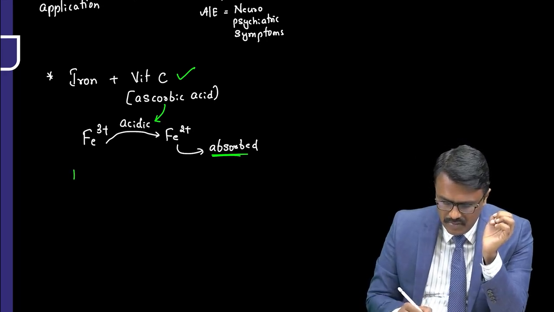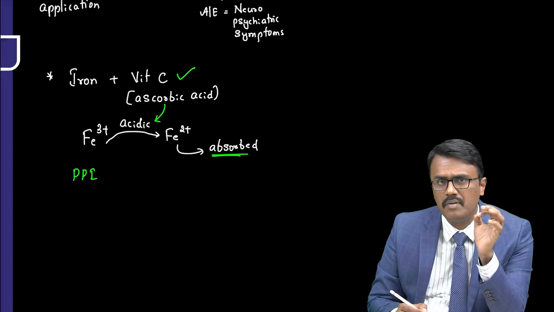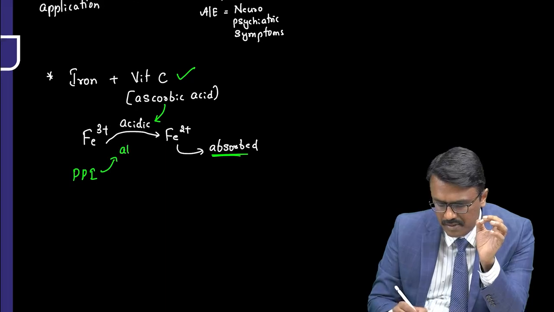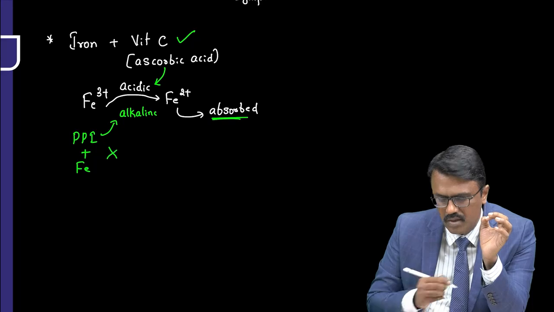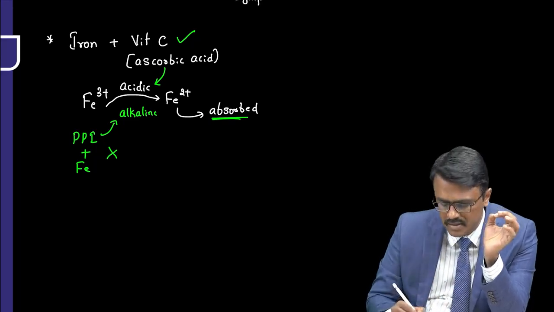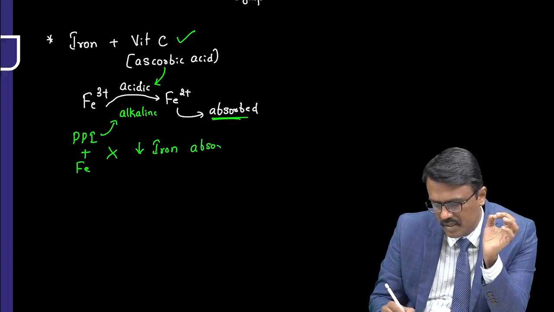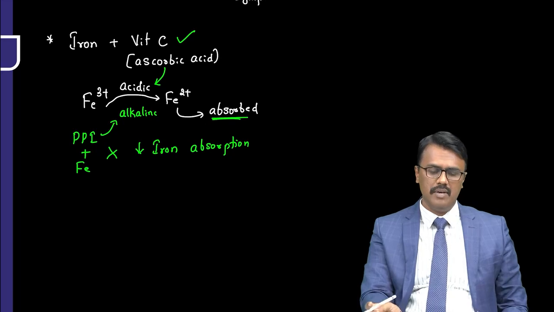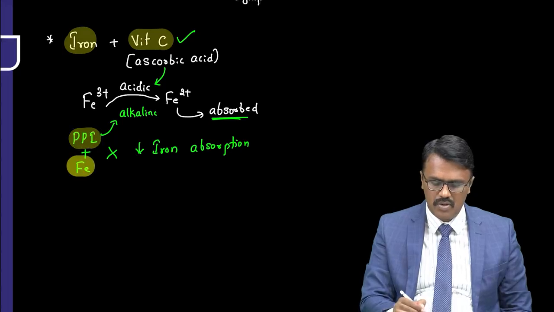Now suppose I am using a drug called PPI. PPI stands for proton pump inhibitors. They make this environment alkaline. So if I give PPI with iron, is it correct? No. What happens if I combine PPI with iron? There is decreased iron absorption. So these are the food interactions you have to keep in mind. Iron plus vitamin C is correct, but iron with PPI should not be used.